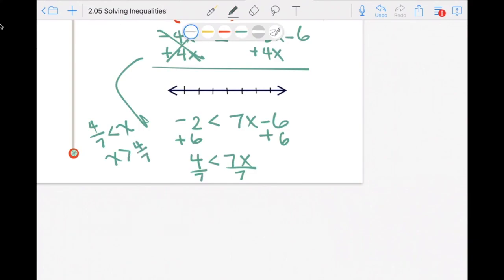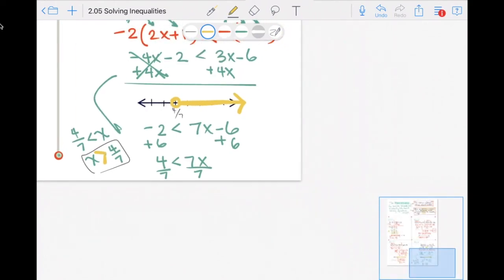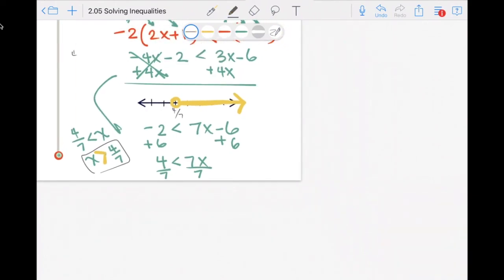Okay, so let's say 4/7 is right here. And I'll go ahead and do it from this perspective. X is bigger than 4/7. So think about where are the numbers on the number line that are bigger than 4/7. Here, here, here, here, here, here, here. X can be in any of those positions, so that tells us which direction to draw our arrow. Now is 4/7 also a part of the solution? Because it's not a less than or equal to, greater than or equal to, it is not, so we need an open circle.